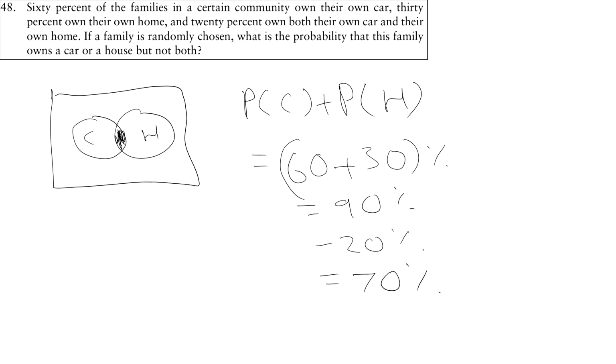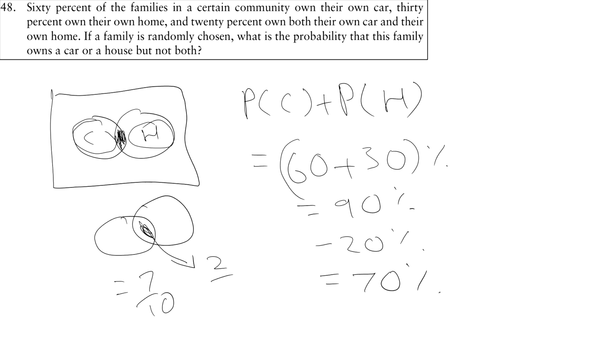Now the question is, what is the probability that this family owns a car or a house but not both? So basically we found out that C union H is 70%, like 7 by 10. Now we also know that this place is 20%, that is 2 by 10. So the probability that they own either this or that but not both is 7 by 10 minus 2 by 10, because this part is owns both, so it is 5 by 10.